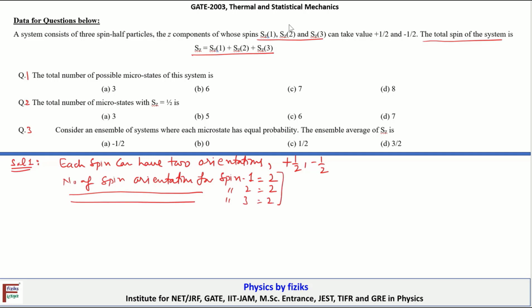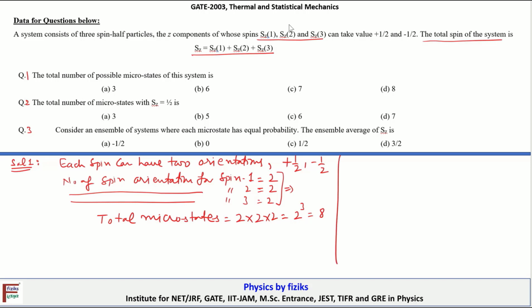Now the spin orientation of any one spin is completely independent from the spin orientation of the next spin. Therefore the total number of microstates of the configuration is simply the product of these different possibilities. So that is equal to 2 power 3, which is equal to 8. And these 8 microstates are shown below.